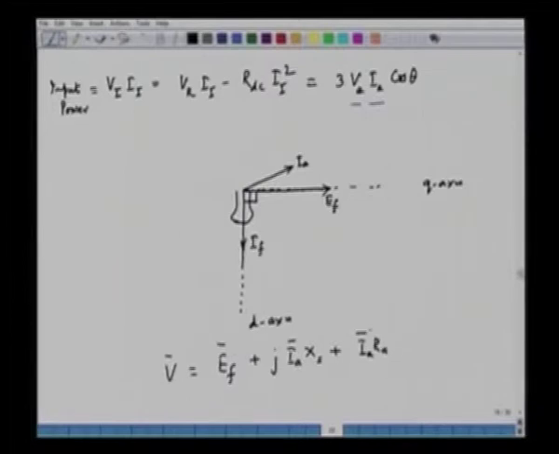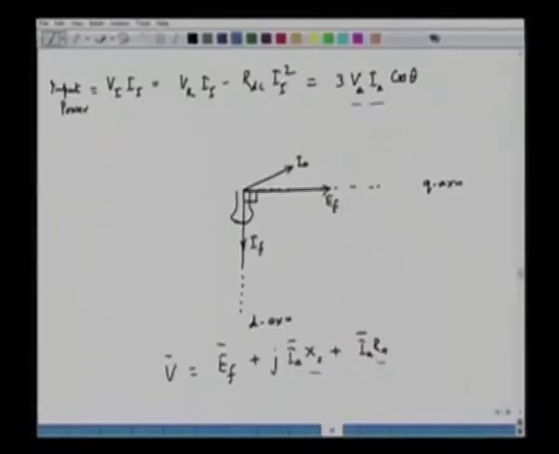This is a phasor equation, a steady state phasor equation. We have ignored saliency for simplicity, and the synchronous reactance is XS, the armature resistance is RA, and IA is the current phasor, a phasor quantity in the steady state condition. So, this is the equation of a motor. We can translate this equation into a phasor diagram.